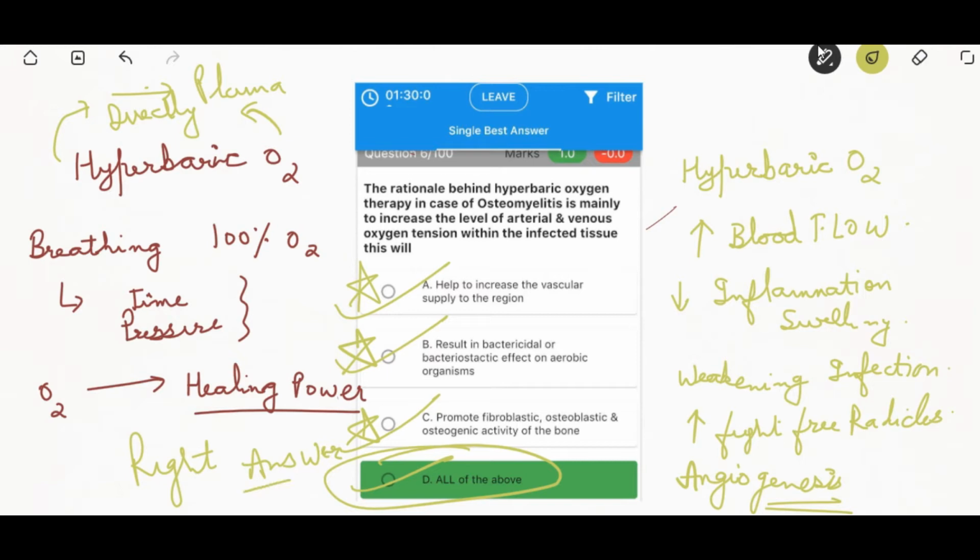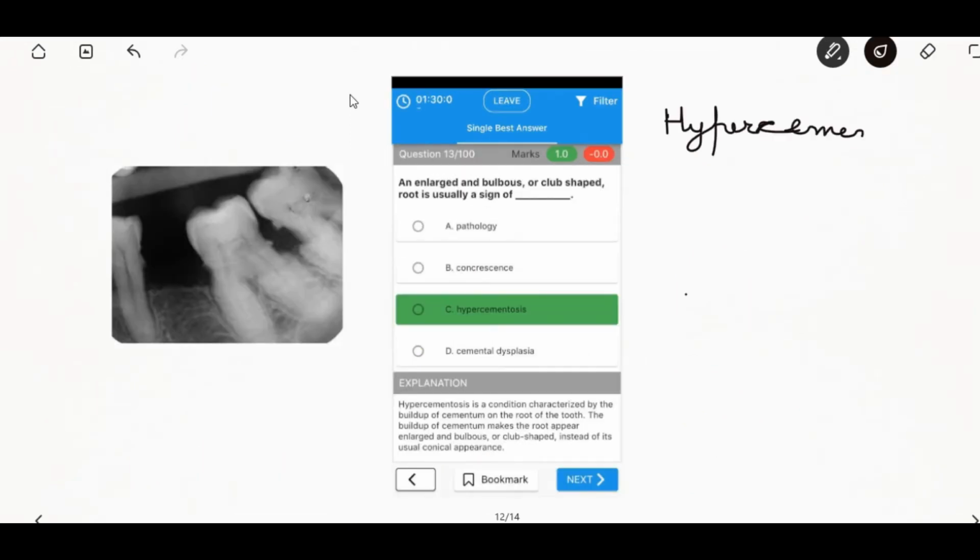What is angiogenesis? It is stimulating the growth of new blood vessels. So out of all these options, all of them are correct. An enlarged and bulbous or club-shaped root is usually a sign of, it indicates hypercementosis.